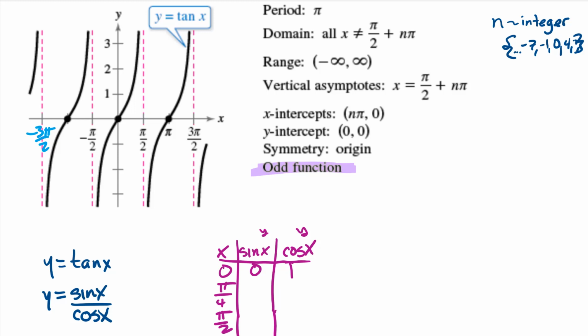Cosine of 0 is 1. All right, cool. Go to pi over 4. That's root 2 over 2, root 2 over 2. And then we go to sine of x is equal to sine of pi over 2 is equal to 1. Cosine of pi over 2 is equal to 0.